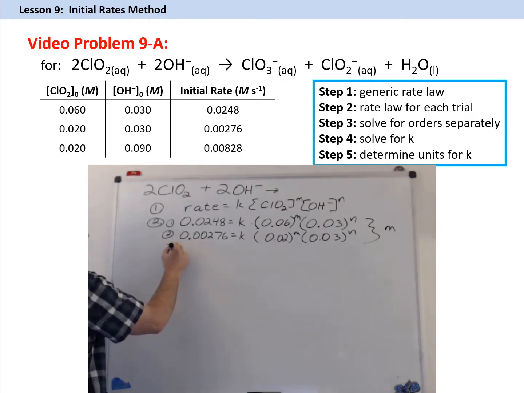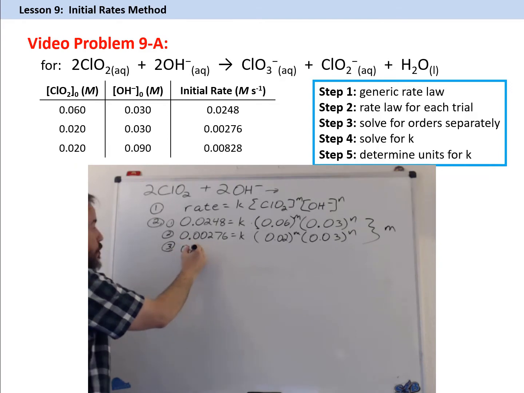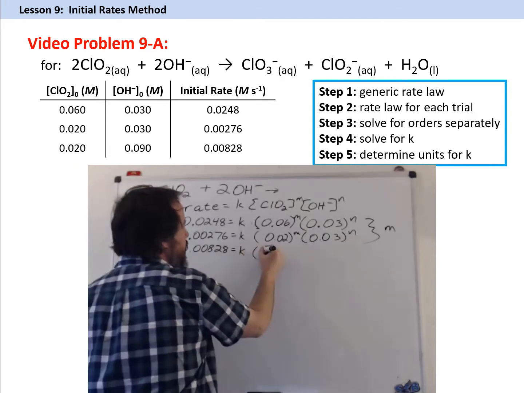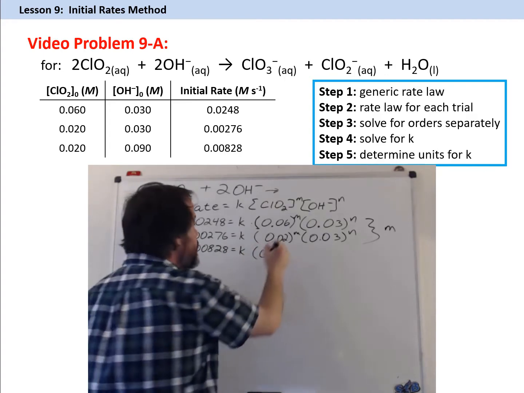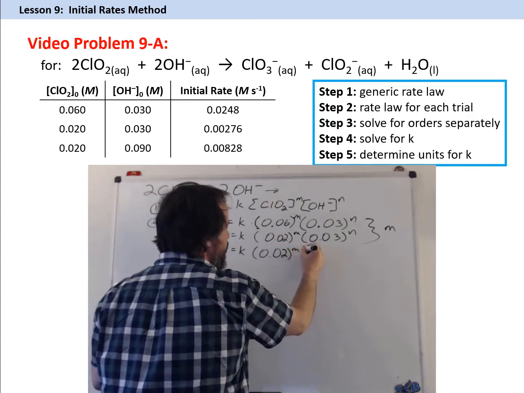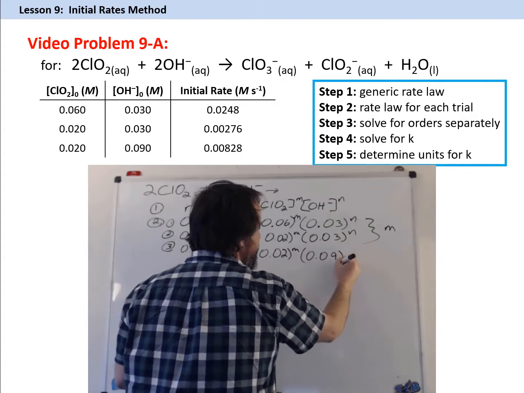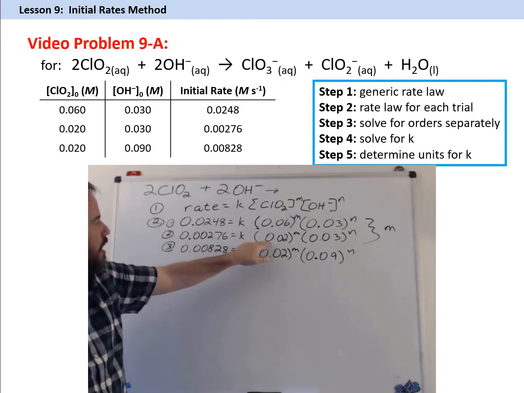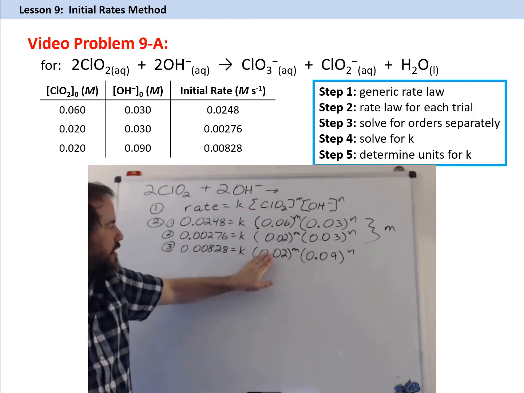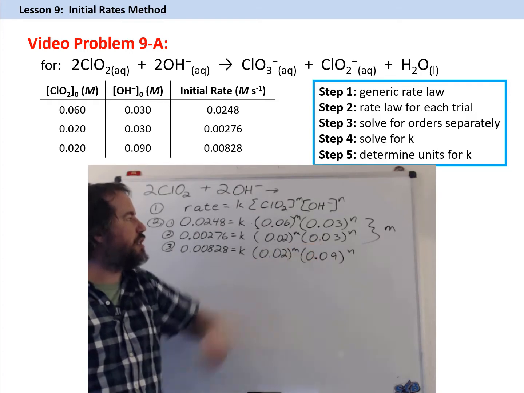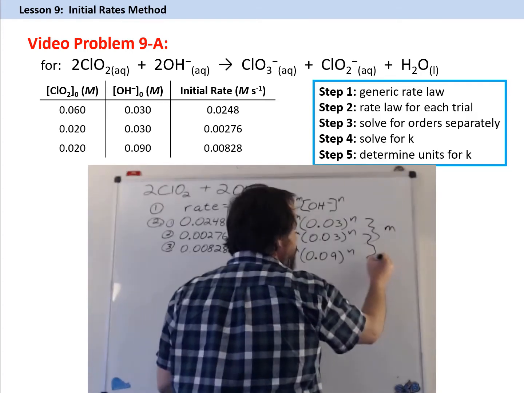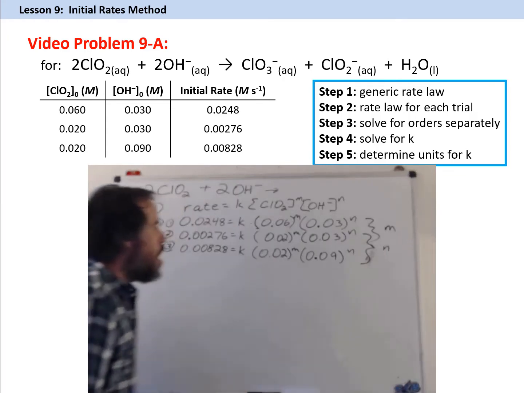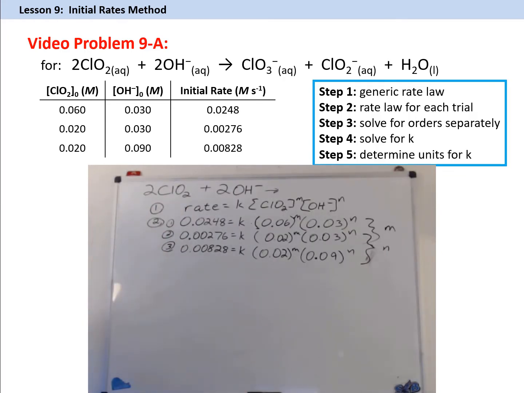All right, our third one is 0.00828 equals K times 0.02 to the m times 0.09 to the n. Here we kept the concentration of ClO2 constant, but we changed the concentration of OH minus. So we can use these two to find n.